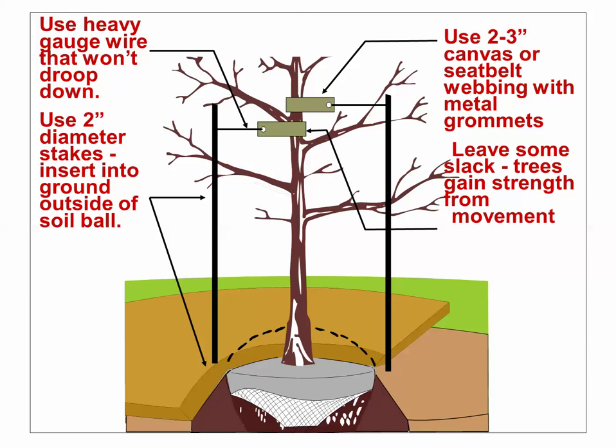So here's a schematic of what it could be. So we have our tree, and here we're using an example of the wide strapping material. Two poles driven outside the tree. They don't need to be as tall as the tree. They just need to be about 1/3 the height of the tree. And we're using a wire to go through the grommet here on the strap. Check after 1 year, and again, keep it staked loosely.